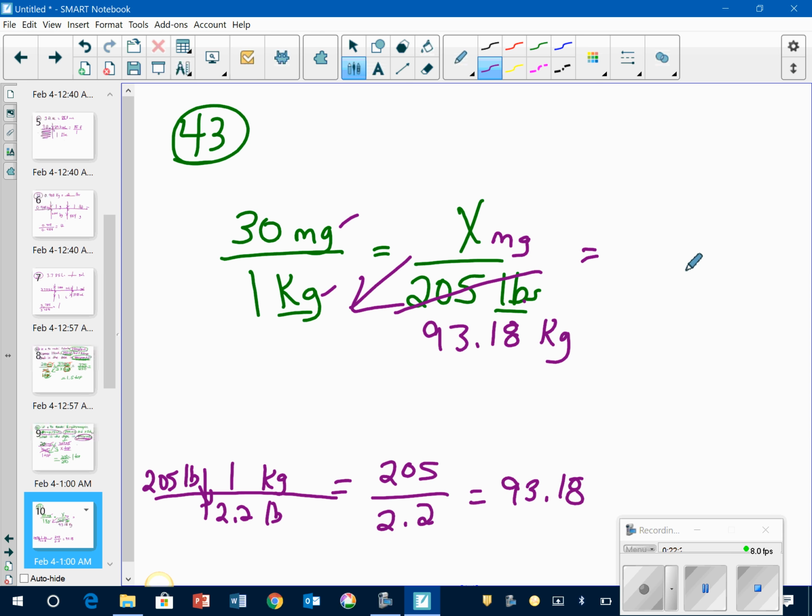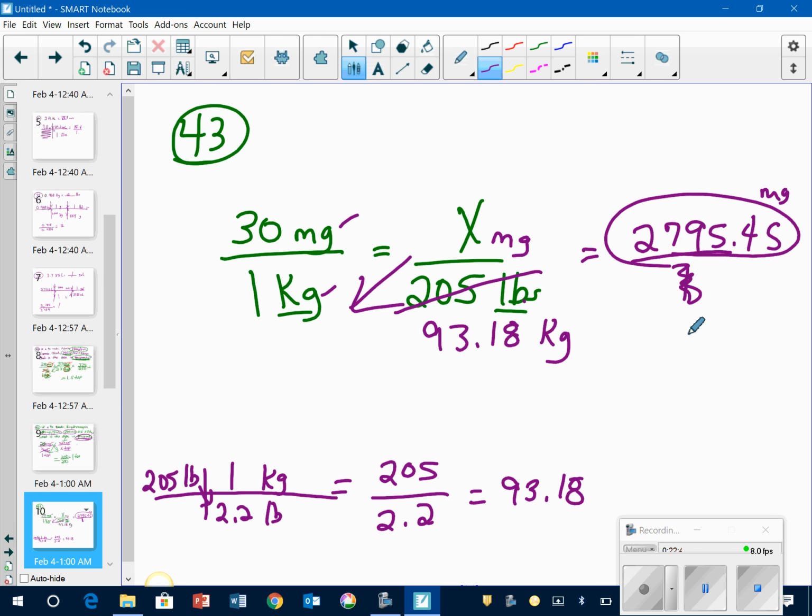X times 1 goes on the bottom. 30 times 93.18 is going to be 2,795.45. Okay, and then of course that's over 1, so it's going to actually be the number.